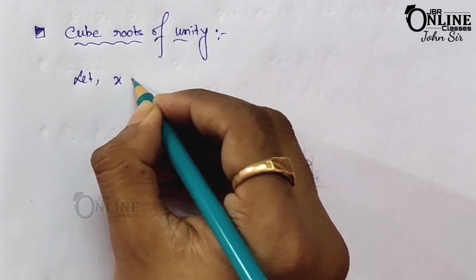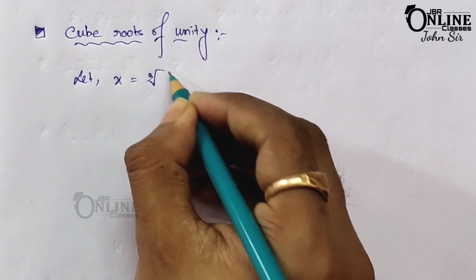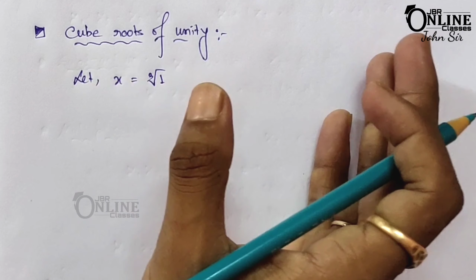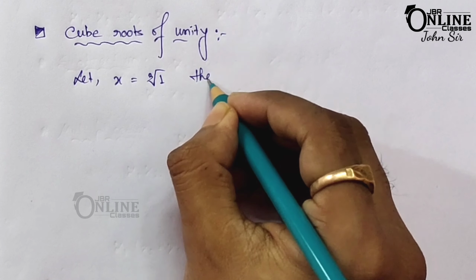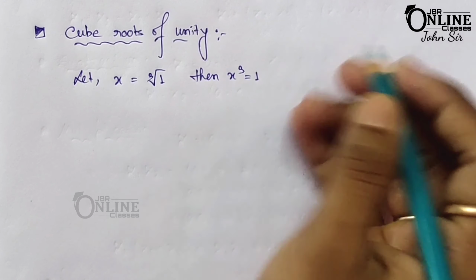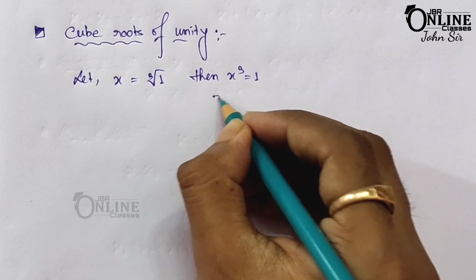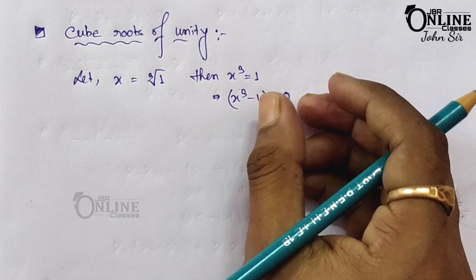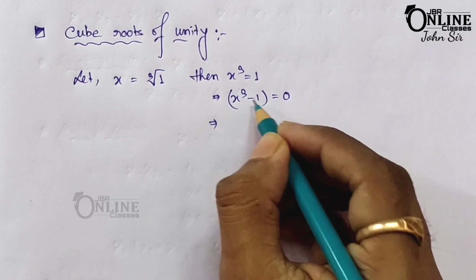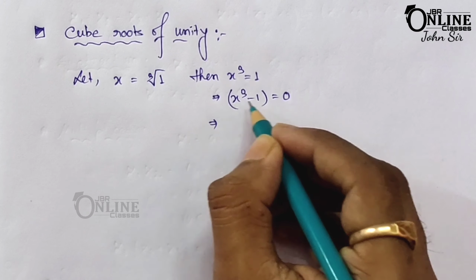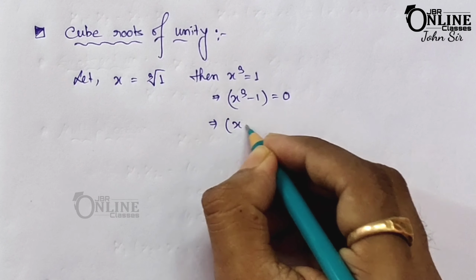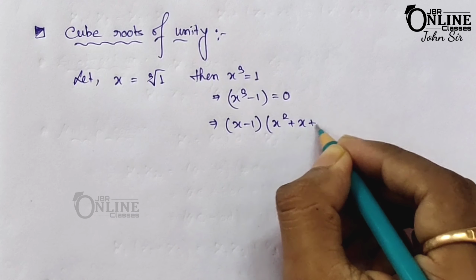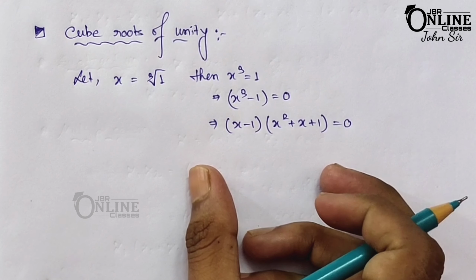So here let x equal the cube root of 1, or unity. Then x cube equals 1, you know that. This implies x cube minus 1 equals 0. And you know the formula: x cube minus 1, that means 1 is 1 cube, so a cube minus b cube. The formula will be (a minus b)(a square plus ab plus b square) equals 0.